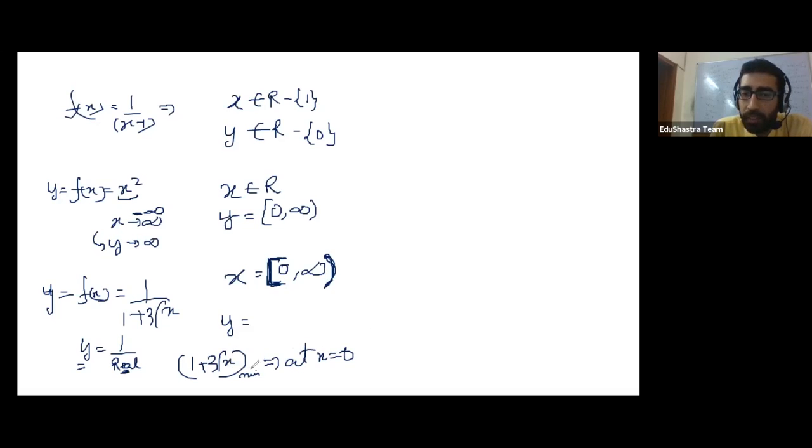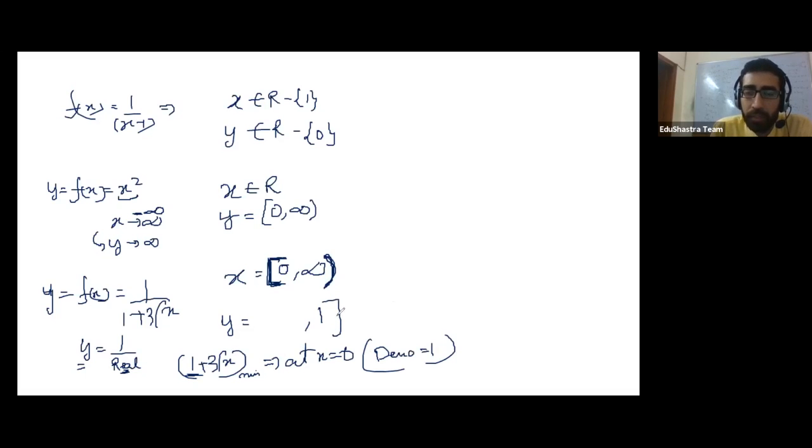If you put x equal to 0, the value of the denominator is minimum and it is equal to 1. At x equal to 0, the denominator is equal to 1, and therefore the value of y will be 1 by 1, which is 1. That is the maximum value of y.